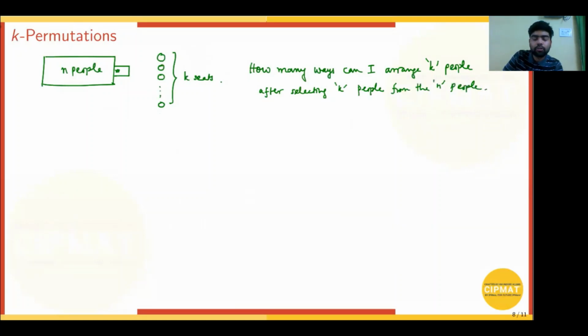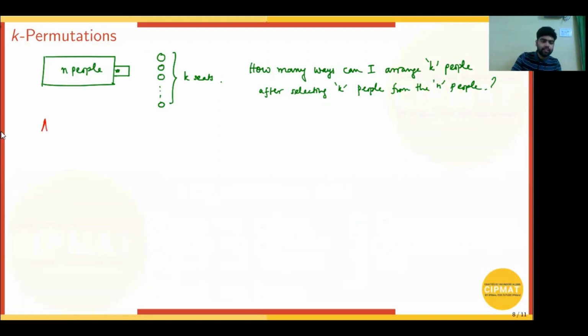So here you need to do two things. First of all, you need to select the k people out of n people, and then you have to arrange them in k different seats. This is the thing that I want to achieve: the number of ways in which k people can be seated out of n people. So this is what a k permutation is as well.